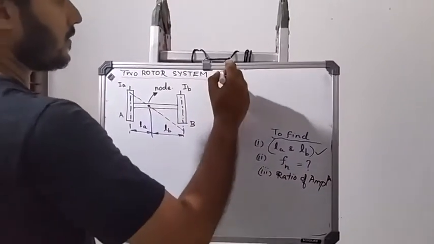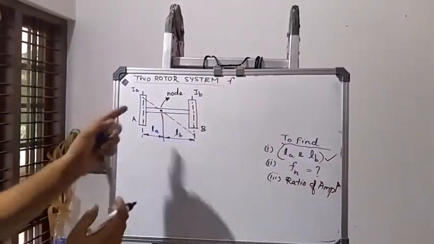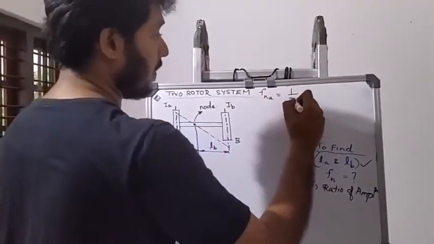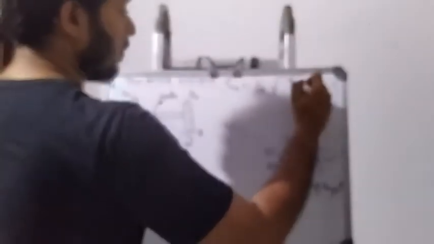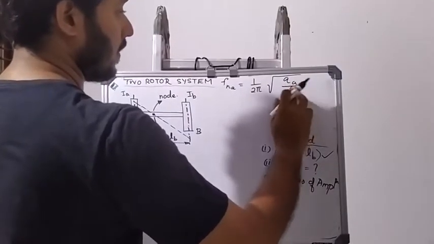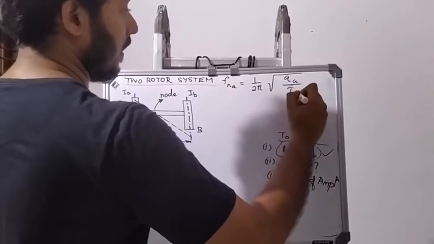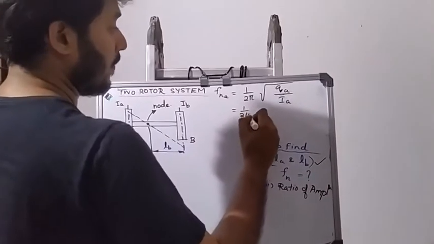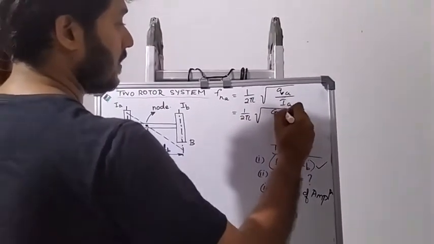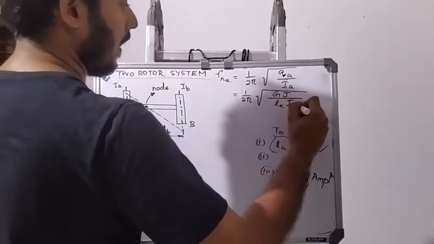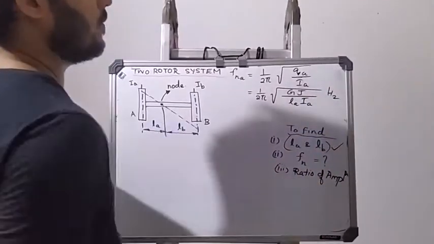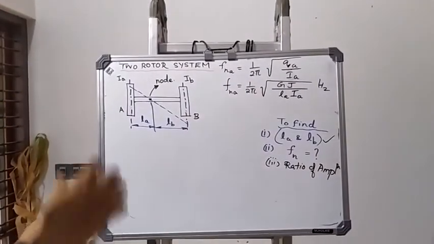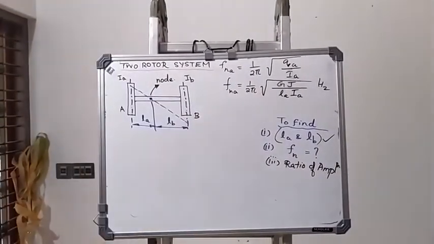Now to find out the natural frequency, you can find out the natural frequency of either A or B, because both are the same. So natural frequency FNA can be written as 1 by 2 pi into square root of QA by IA. This can be again transformed into 1 by 2 pi square root of GJ divided by LAIA. This much hertz will be the natural frequency of vibration of the rotors.